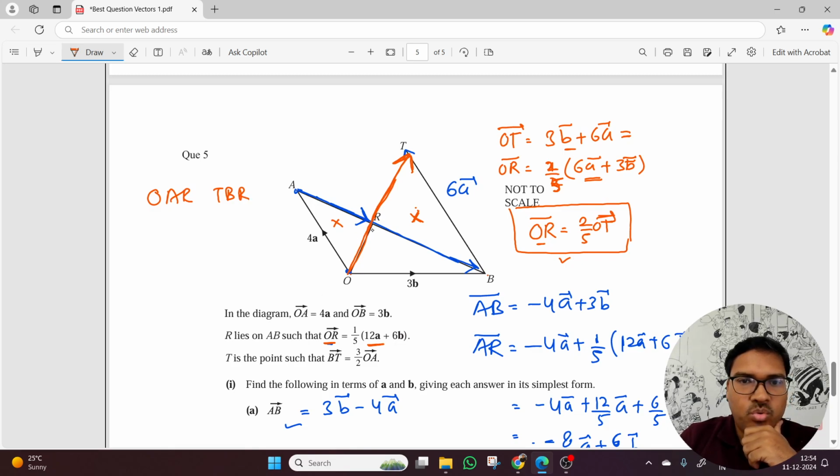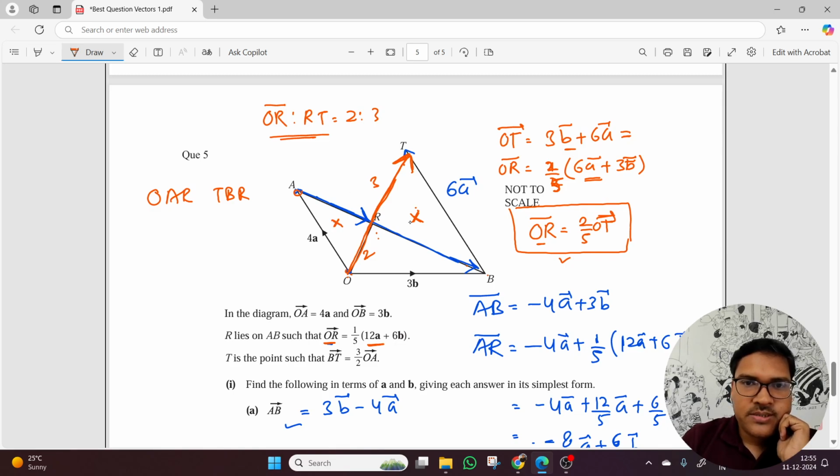We have just said that the vector OR is 2/5 of OT. So can I say the ratio OR is to RT is 2 is to 3, because this is 2 part of 5, and the total part should be 5. So I have written OR is to RT is equal to 2 is to 3. This is given to you. This is what we have proved, right?